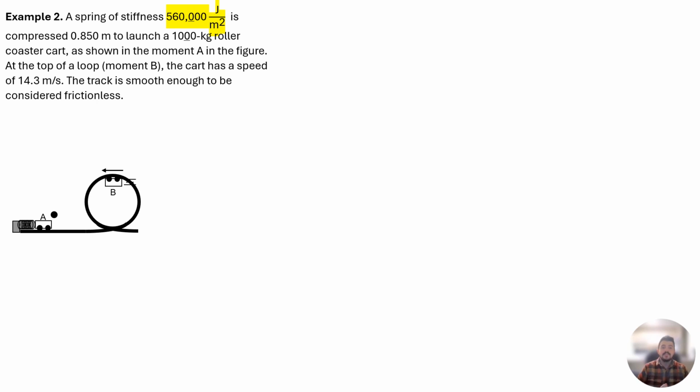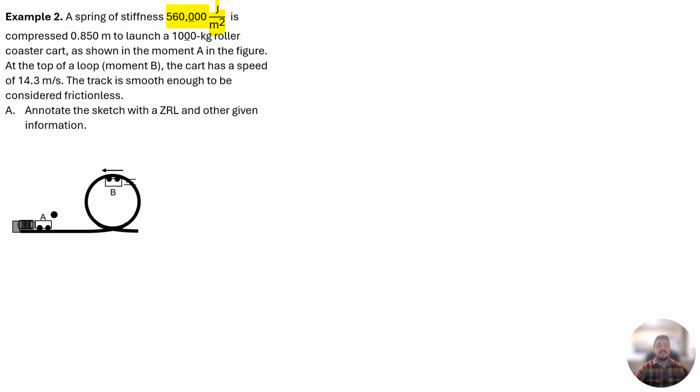I've highlighted 560,000 joules per square meter because if you're one of my students following along with the handout that I gave you, there's a typo in the handout that says 56,000 joules per square meter for that spring stiffness. But in order for this problem to actually physically work, it needs to be bigger than 56,000. So I made it 560,000 joules per square meter. So fix that typo in your packet, please. With that, let's get started.